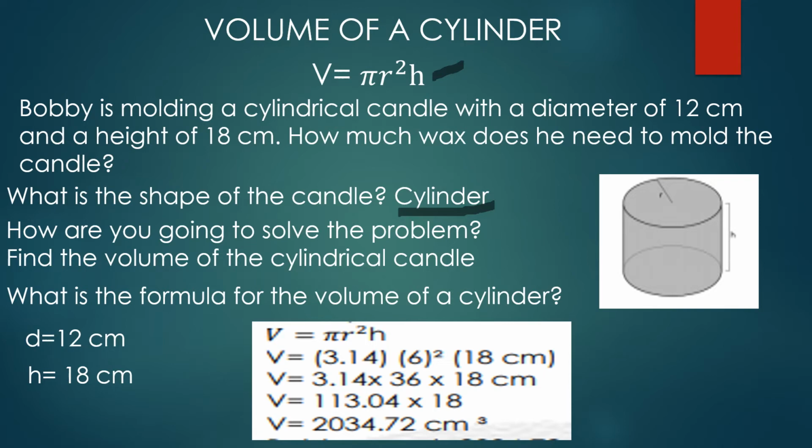So, yung pi is 3.14. Yung diameter natin, gawin nating radius, yung 12 divided by 2, naging 6. 6 to the second power, or 6 square, times the height na 18. So, 6 times 6 equals 36 times 18 times 3.14. So, 3.14 times 36 is 113.04 times 18 equals 2,034.72 centimeter to the third power, or cubic centimeter. So, this is now the volume of the given cylinder.